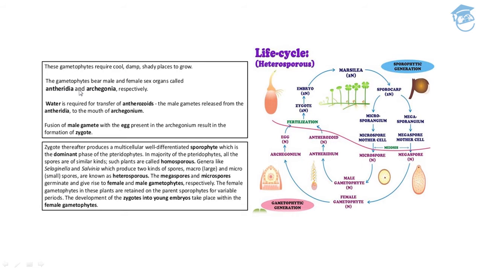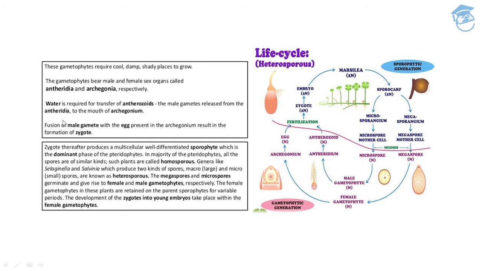The gametophyte bears male and female sex organs which are called antheridium and archegonium respectively. Water is required for transfer of antherozoids. The male gamete is released from antheridia to the mouth of archegonium, that is the female reproductive organ, and antheridia is the male reproductive organ. So water is required for the transfer of antherozoids, that is the male gamete released from antheridium to the mouth of archegonium.